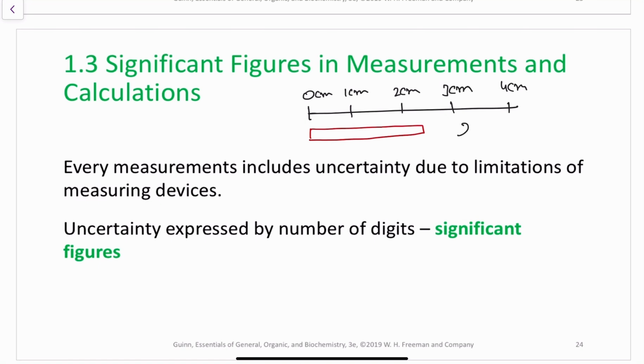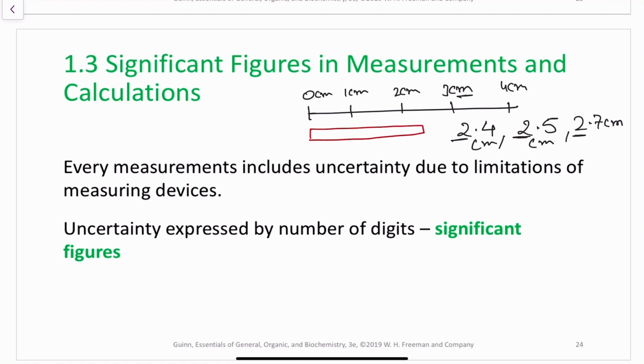So it can be 2.4, somebody will say 2.5, somebody will say 2.7 centimeter, because the unit is centimeter. So different people might have different numbers, but what we can say is that we are sure that it is more than 2. So depending on the instrument that we are using, we might have a different measurement.